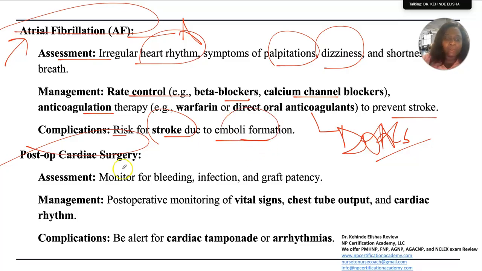Now, what about post-op cardiac surgery? Monitor for bleeding, infection, and graft patency.